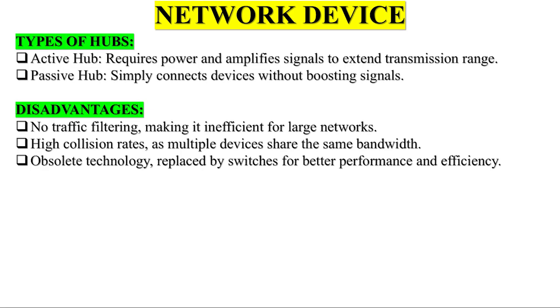Types of hubs. Active hub: requires power and amplifies signals to extend transmission range. Passive hub: simply connects devices without boosting signals. Disadvantages: no traffic filtering, making it inefficient for large networks. High collision rates, as multiple devices share the same bandwidth. Obsolete technology, replaced by switches for better performance and efficiency.